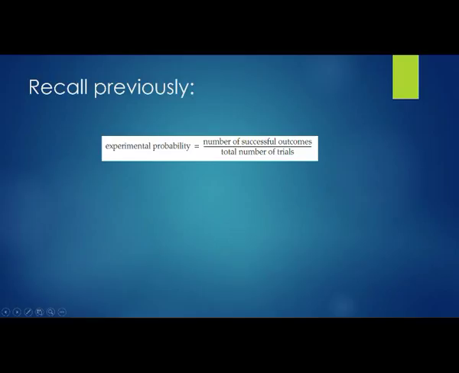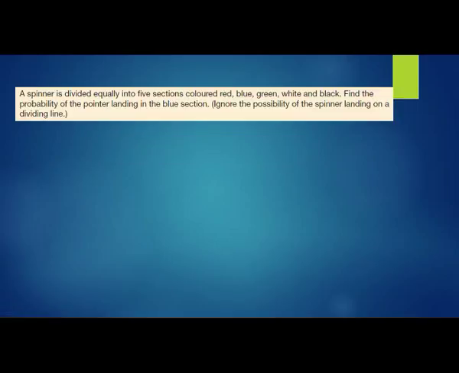So previously we mentioned that the experimental probability is the number of successful outcomes over the total number of trials. We can apply that to all of these different situations, given that we know the different things. So a spinner is divided equally into 5 sections, colored red, blue, green, white, and black. If you're not entirely sure on what each thing looks like, I would recommend you drawing it. So I'll try and draw it relatively evenly. So we have red, blue, green, white, and black.